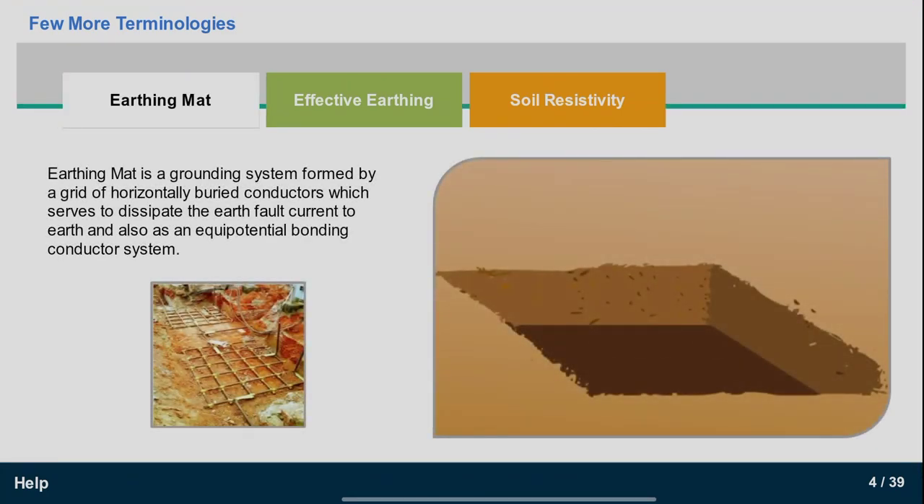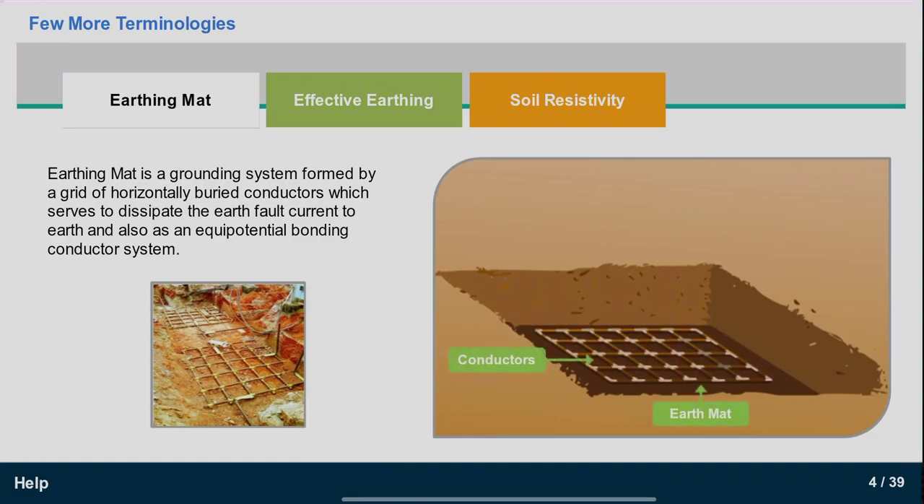Earthing mat is a grounding system formed by a grid of horizontally buried conductors which serves to dissipate the earth fault current to earth and also as an equipotential bonding conductor system. As you can see, the grid has conductors and the galvanized iron wire or GI wire connects the mat to the installation above the earth's surface. This is what an earthing mat looks like.